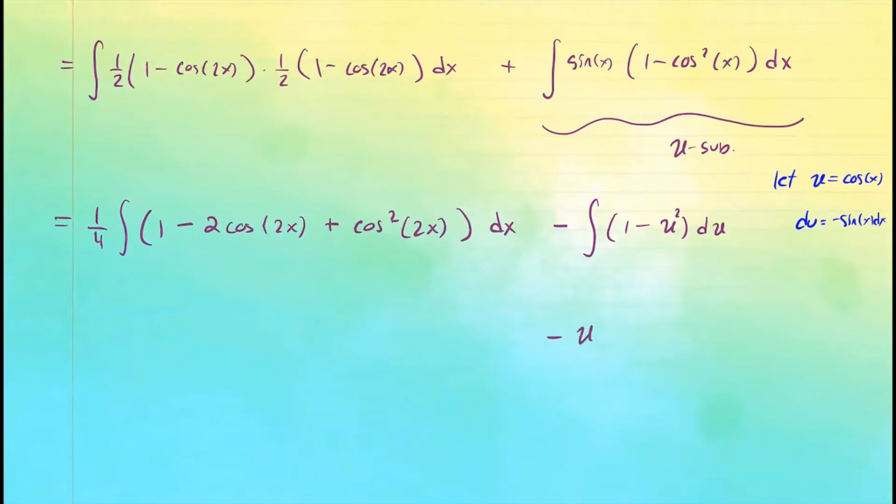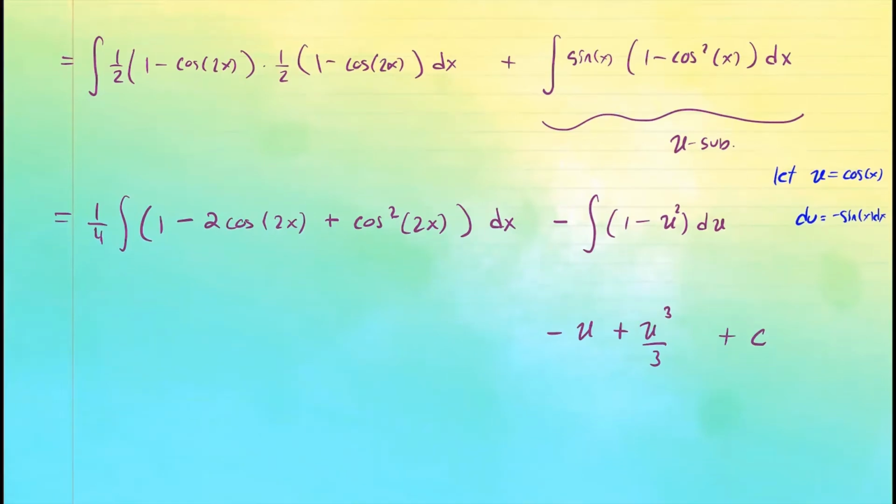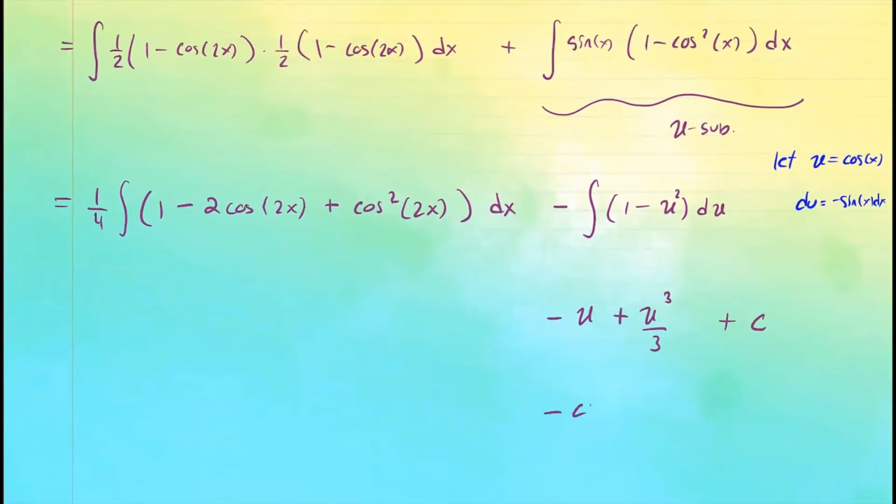An integral of u squared, that's going to be, distributing the negative, positive u to the 3 over 3. And of course, plus c. And then I plug in u into my u's right here. So this piece of the integral gives me just negative cosine of x plus cosine cubed x over 3 plus c. So I finished that one. Now we just need to take care of this piece right here. So let's do that.